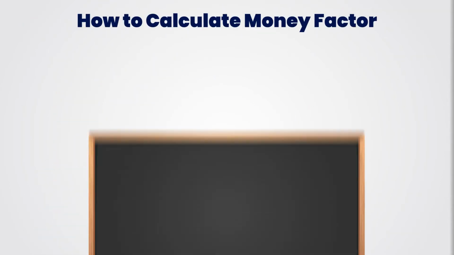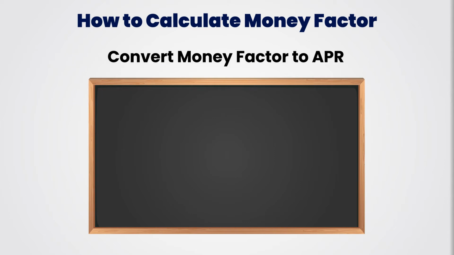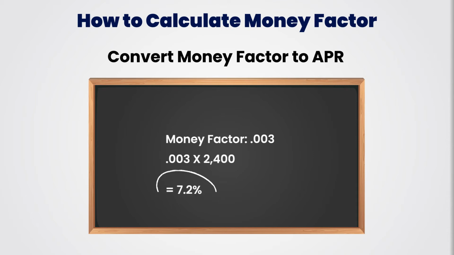So, how do you calculate the money factor? Well, one way to calculate the money factor is to simply convert it to an APR. To do this, you multiply the money factor by 2400. For instance, if you're quoted a money factor of 0.003, then you simply multiply 0.003 by 2400 and you get 7.2%. This would be the APR on the lease.